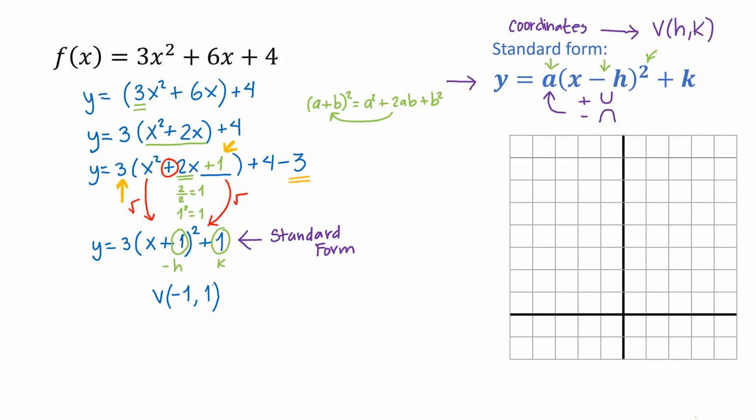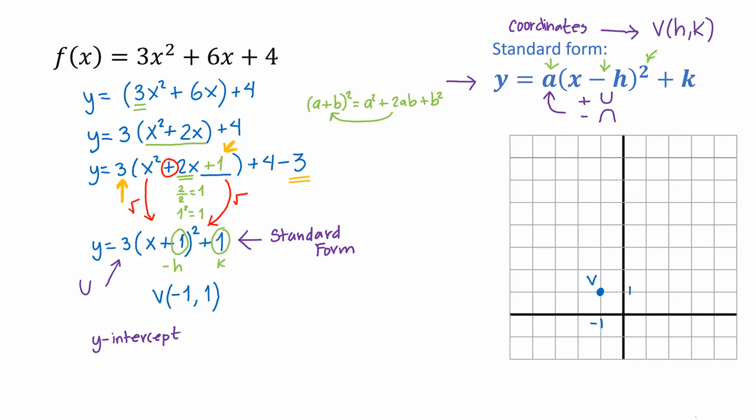We can now graph the vertex in our Cartesian plane. But now to sketch the parabola, first I notice that number 3 is positive. That means that my parabola is opening upward. But to know the width of the parabola, I look for the y-intercept.